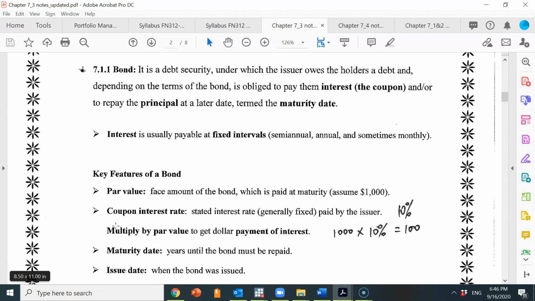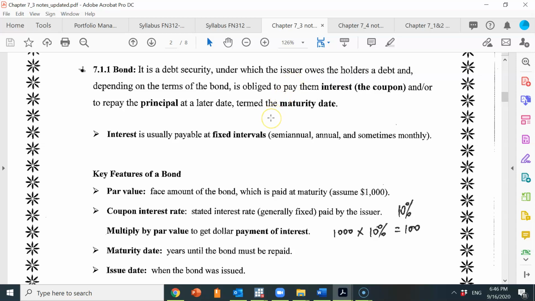So let's first look at the concept of a bond. A bond is a debt security under which the issuer owes the holders a debt, and depending on the terms of the bond, is obliged to pay them interest, the coupon, or to repay the principal at a later date, termed the maturity date. Interest is usually payable at fixed intervals, semi-annual, annual, and sometimes monthly. So here we know that a bond is a debt security. It's a contract, a contract certificate showing that the issuer owes the holders a debt.